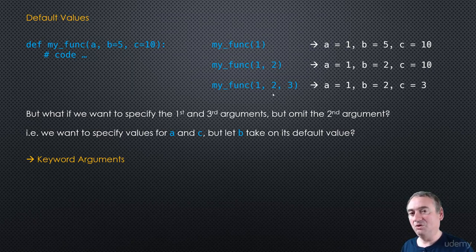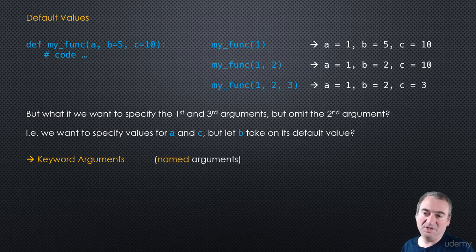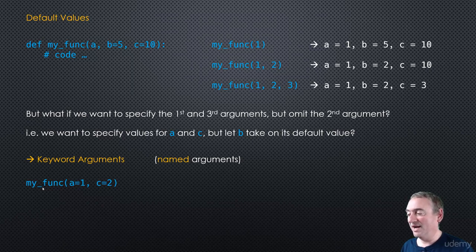Well, we have to use something called keyword arguments. They're also called named arguments. And basically, it works this way. We specify the name of the parameter when we specify the argument value. So in other words, we might call myfunc a equals 1, c equals 2. Python will look at this and say, okay, so you're putting 1 into a, and a is the parameter, it's the name of the parameter.